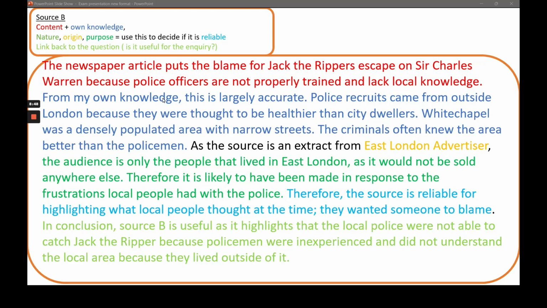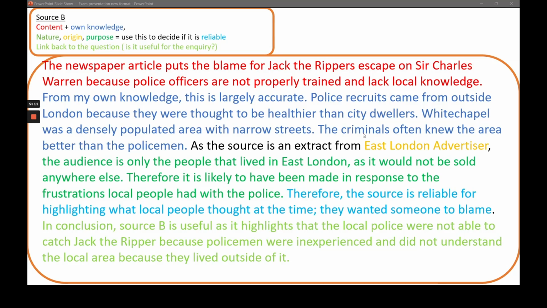From my own knowledge, and that tells the examiner really clearly that now I'm using my own knowledge, give me marks for it. This is largely accurate. Police recruits come from outside London because they were thought to be healthier than city dwellers. Whitechapel was a densely populated area with narrow streets. The criminals often knew the area better than the policemen.